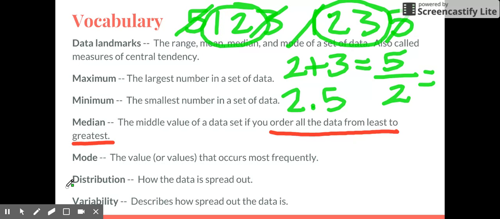Also, when it comes to distribution, the greater the range, the more spread out the data is. So if I have a very large range, for example, maybe a range of like 100, chances are my data is very spread out. However, if I have a range of maybe 2, chances are my data is clumped together. It's not very spread out. So large range, spread out data. Small range, clumped together.